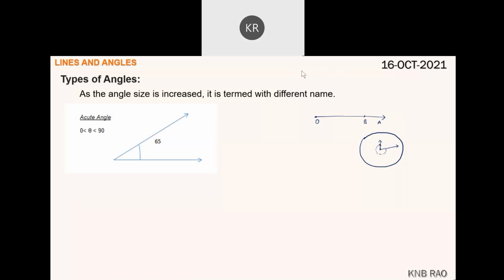Two participants are waiting in the lobby. How to call them? How to invite them? Sir, I invited them. Yeah.